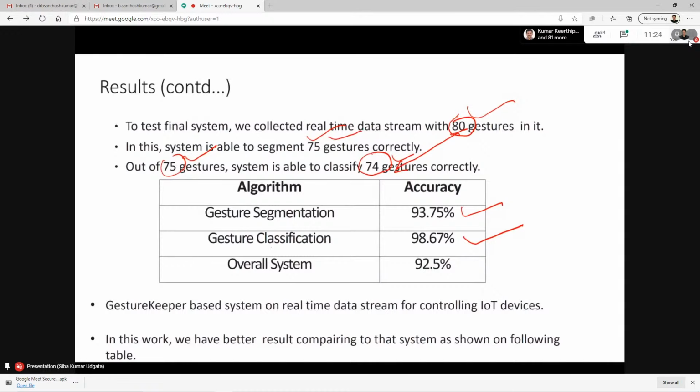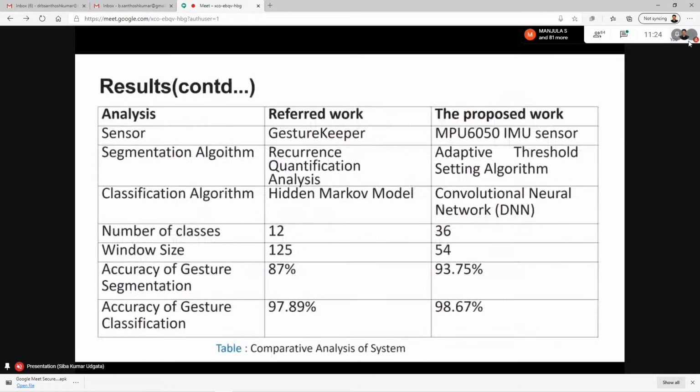There is a system which is already working in the literature called gesture keeper. We compared that gesture keeper, which is already an IEEE transaction paper. They are using a hidden Markov model, and I am using a deep neural network architecture. That's the difference. They have used only 12 classes, 6 digits and 6 alphabets. We have used all digits and all alphabets, that is 36.